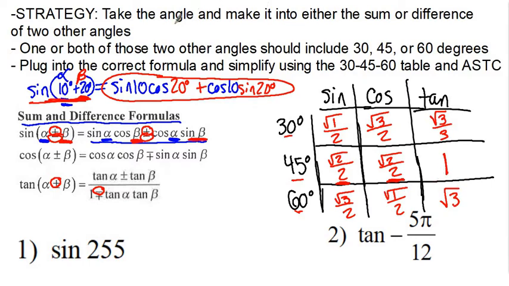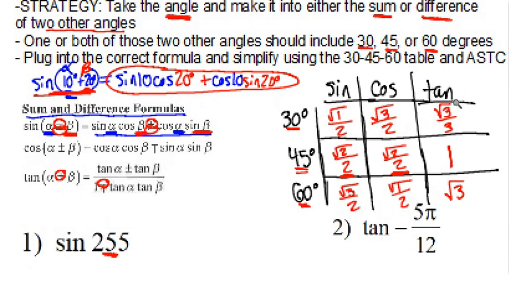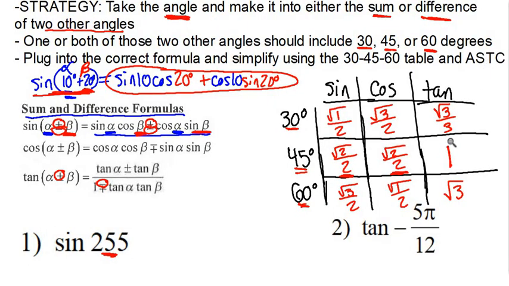So here's our strategy. We have to take the angle they're giving us, so in this case they're giving us 255, and we have to make it either into the sum or into the difference of two other angles, and one of those other two angles should be one of the three angles in our table right here. So either 30, 45, or 60. Then we just pick the formula to plug into, and we use ASTC. ASTC means all students take calculus.